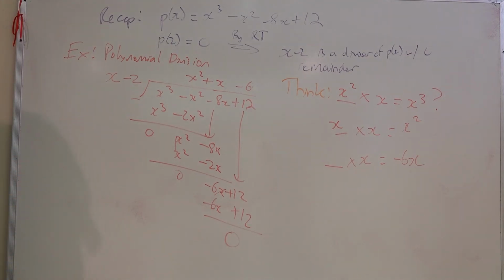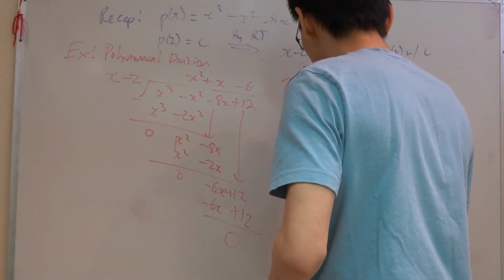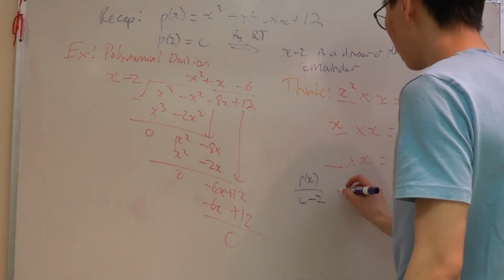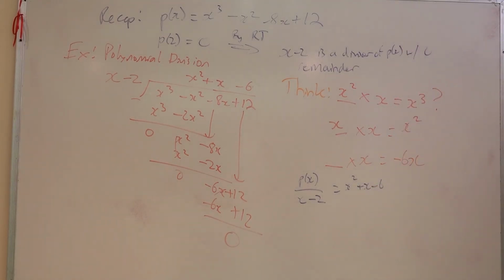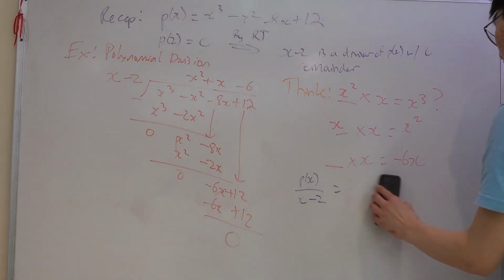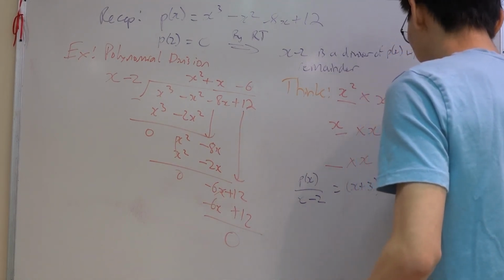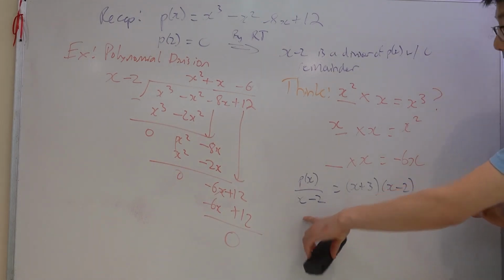Okay, why did I spend all this time doing this? Because here's where the magic happens. What did we just find? We found that p of x, which is some big messy thing, divided by x minus 2 is equal to x squared plus x minus 6, right? Now, if you're paying attention, you can actually factor this, okay? Think about it for yourself quickly. You can factor this into x plus 3, x minus 2. Now, the magic is this. I just have to multiply both sides by x minus 2.